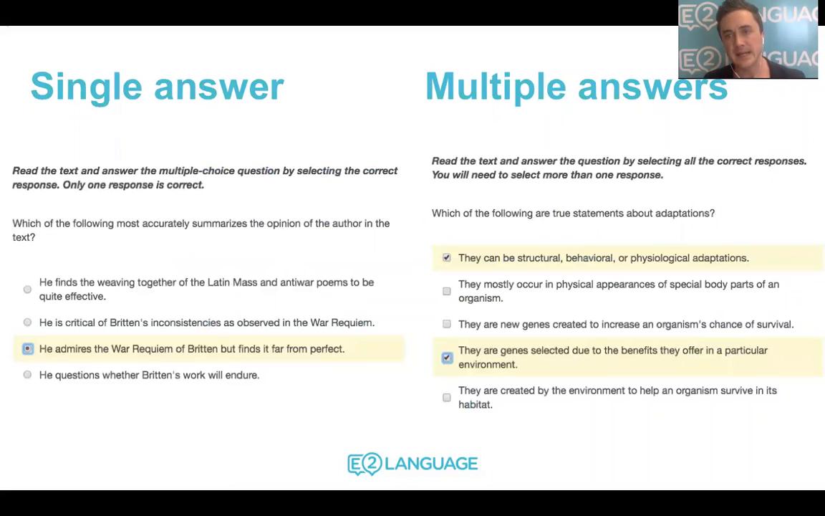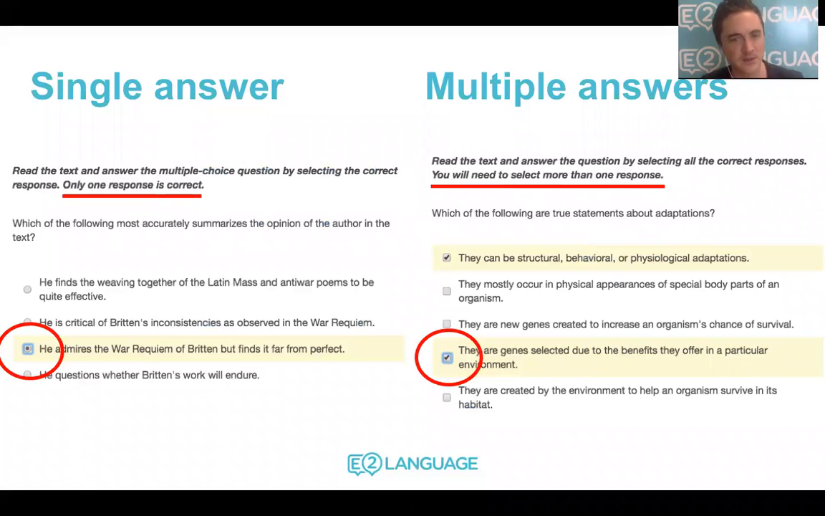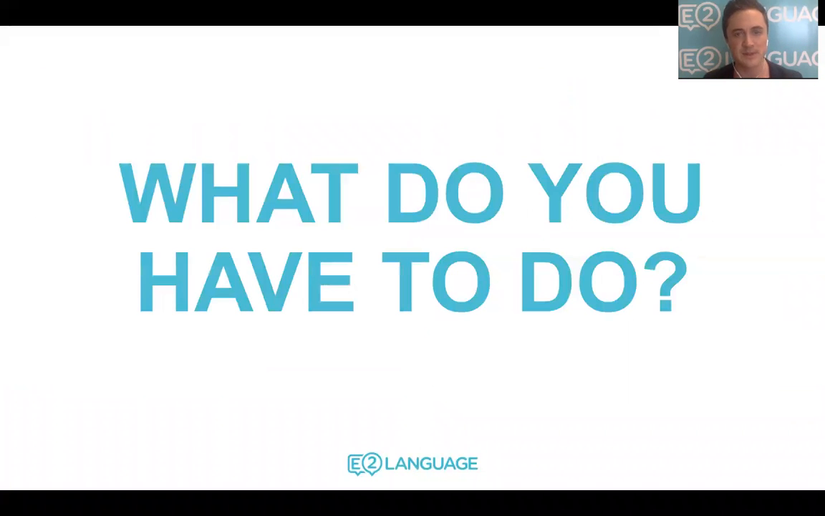So here they are side by side, single answer and multiple answers. Let's look at some distinguishing features. In this one, you choose one response. In this one, you select more than one response. In this one, you'll notice that they are circles. In this one, you'll notice that they are squares with ticks, okay, or check marks. So that's how you tell the difference between the two, and that's important.